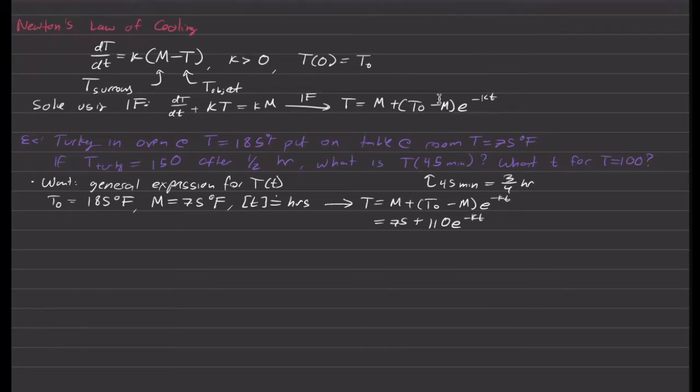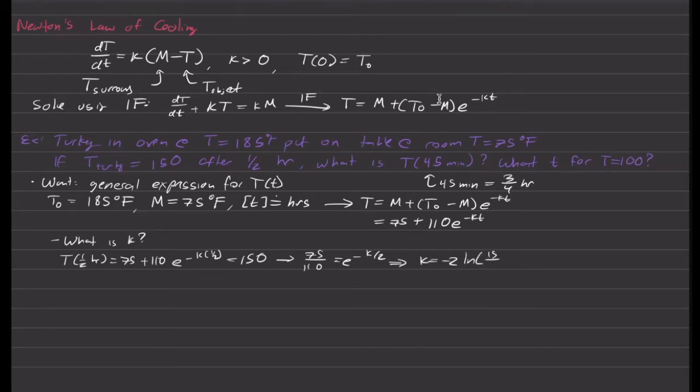Okay, now we need to figure out what k is. We know that T of half an hour is equal to 75 plus 110 e to the negative k, times half an hour, and that's equal to 150. You solve this out. So 75 over 110 is equal to e to the negative k over 2, which means that k is equal to negative 2 natural log of 15 over 22.